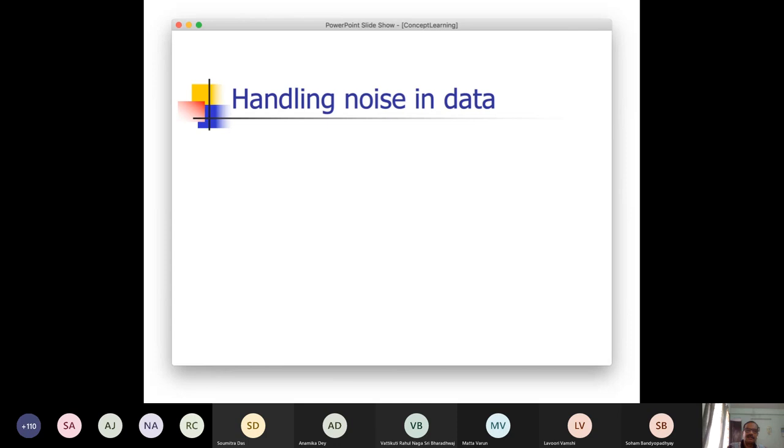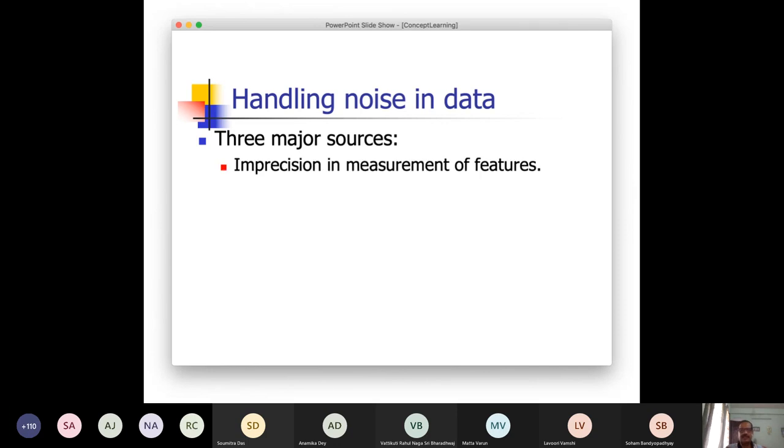Now let us come to the other kind of consideration. I discussed the case when the training sample does not have any error. But now consider that your training sample also has error. How do you handle that? That is the noise part we are talking about. In your training data itself, there is noise. There are three major sources of noisy labels.